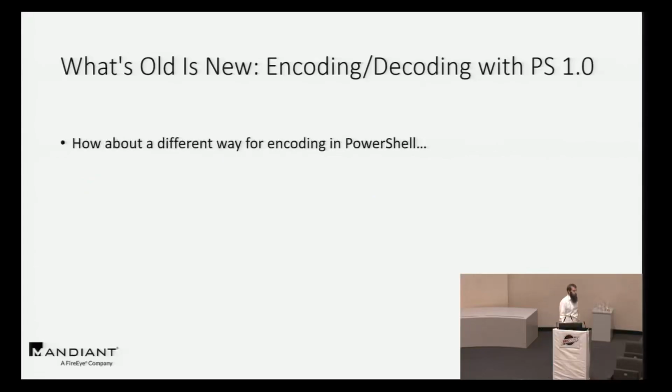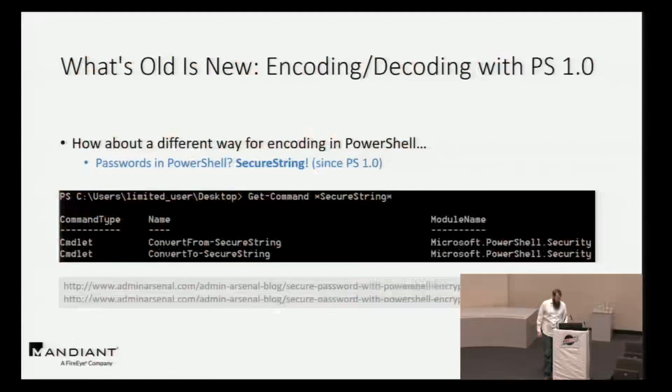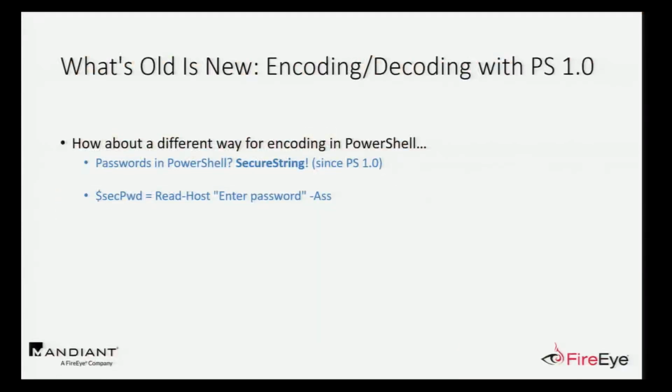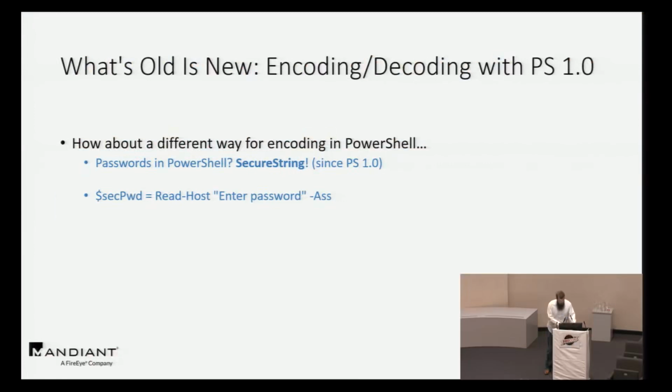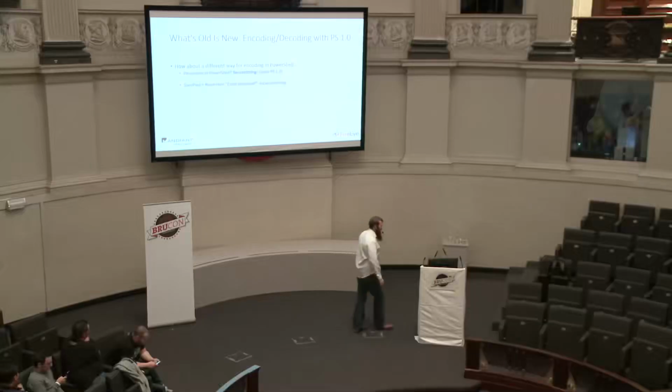So what about something different for encoding in PowerShell? How does PowerShell deal with passwords? Well, there's something called secure string. Does anyone recognize this command? Oh, wait, sorry. Oh yeah, but you know the whole asterisk thing, so that actually returned as secure string. So you can have fun, right? You can have fun on the command line.